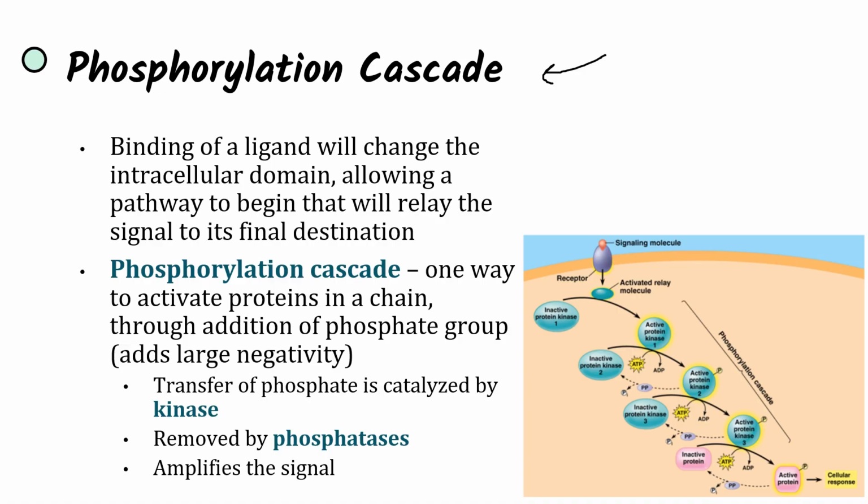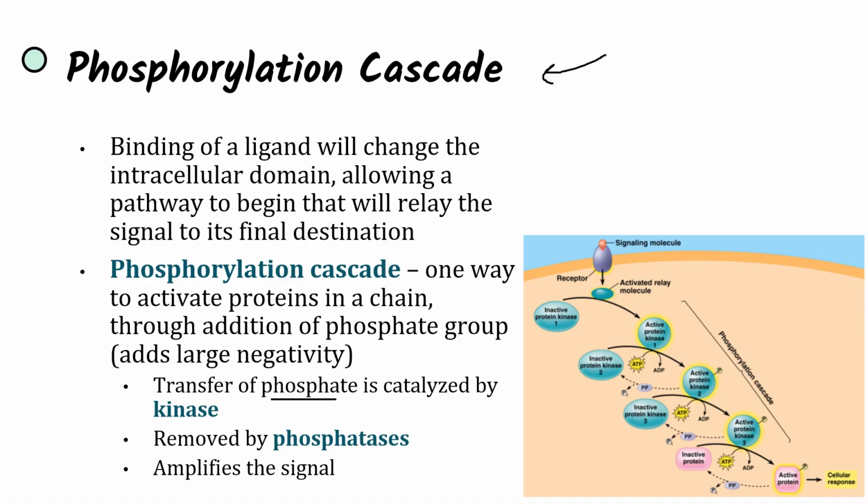And the phosphorylation cascade is one way to activate the proteins in the chain through the addition of a phosphate group. And this is going to add a lot of negativity to each of the proteins that are going to be activated. So the transfer of the phosphate is catalyzed by the enzyme kinase, and then it'll later be removed by the enzyme phosphatase. And this is essentially just going to be amplifying the signal.